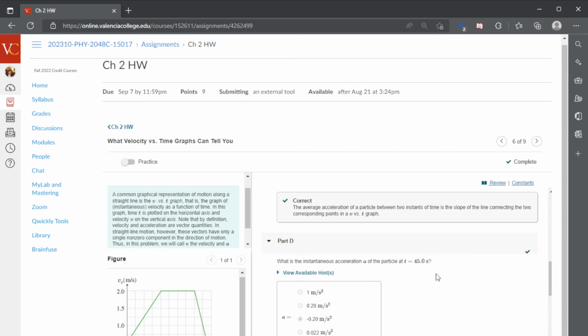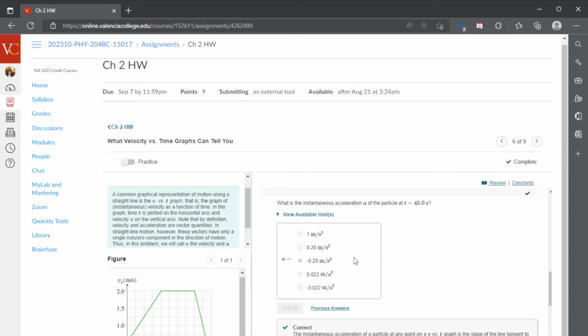45 seconds. We already know that it's at 10. 10 is where it's at. But it's also minus 2, so don't forget about that, because the acceleration is going down. So let's see here. Negative 2 over 10. Negative 2 over 10 will equal negative 0.20 meters per second squared. So that's how you get that.